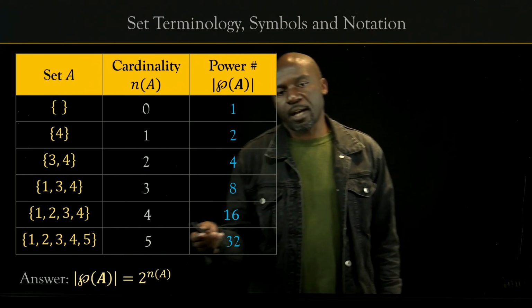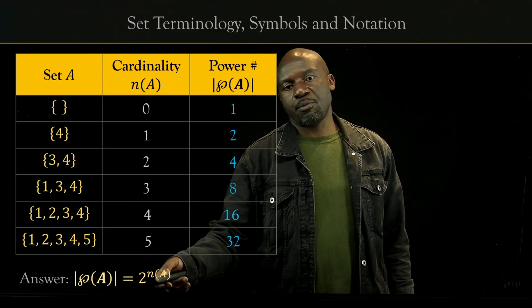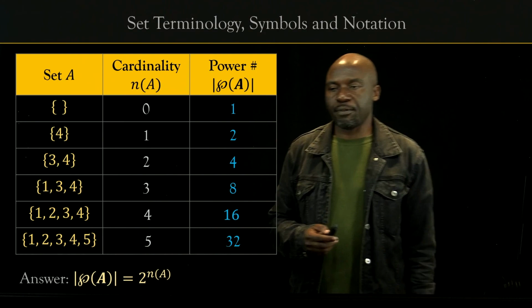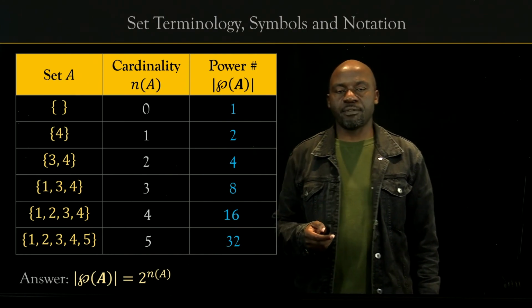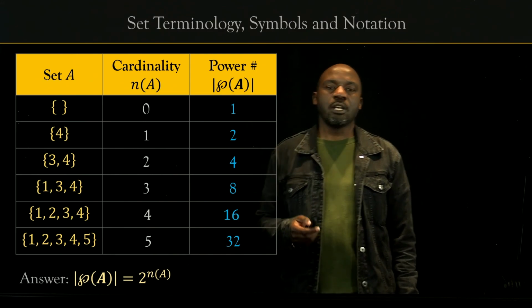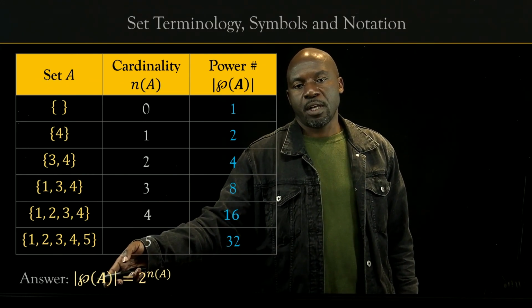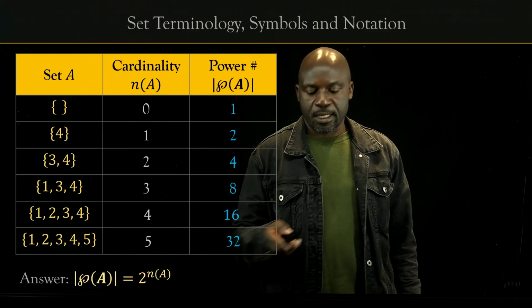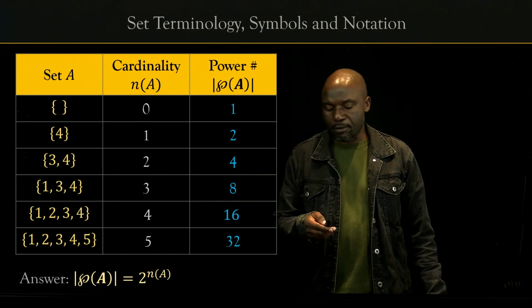If there are 8 elements there, it's going to be 2 power 8, which I believe is 256. 256 if I'm not wrong. Okay, and so on. So this is the relationship between the number of subsets and the cardinality of the set. Okay, this brings us to the end of this lesson.